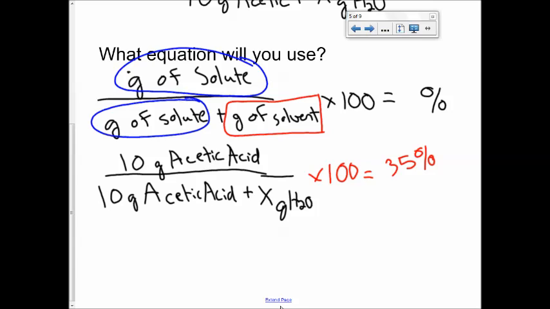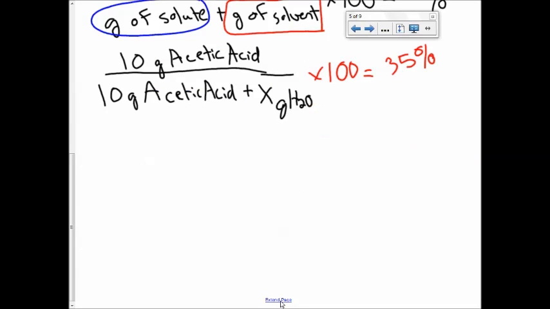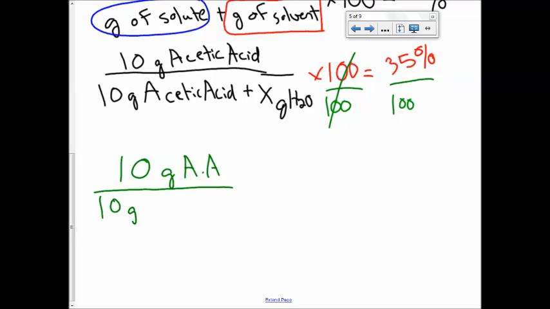And some of you got this far and then started getting a little tripped up on the math. First thing I'm going to recommend that you do is just divide both sides by 100. Divide by 100, so those cancel out. And now you're going to have your 10 grams of AA divided by 10 grams, plus X grams of H2O is equal to 0.35.